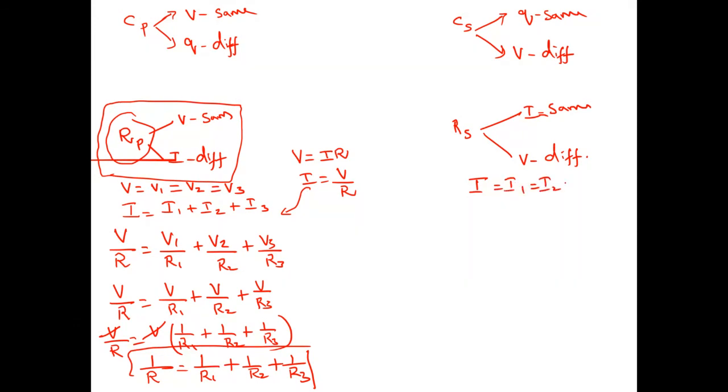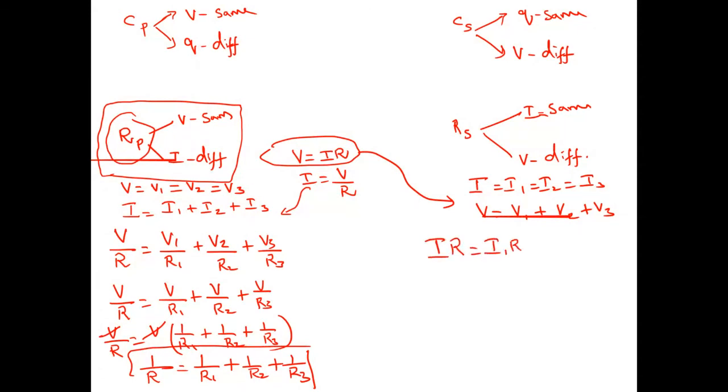Let's move to resistors in series, where we say I equals I1 equals I2 equals I3. What is different? My V equals V1 plus V2 plus V3. Now I am going to use this equation: V equals IR, so I am going to substitute here. What will you get, my dear? I multiplied by R equals I1 R1 plus I2 R2 plus I3 R3. And my I1 equals I2 equals I3. So how can I write? I can write I times R1 plus I times R2 plus I times R3.